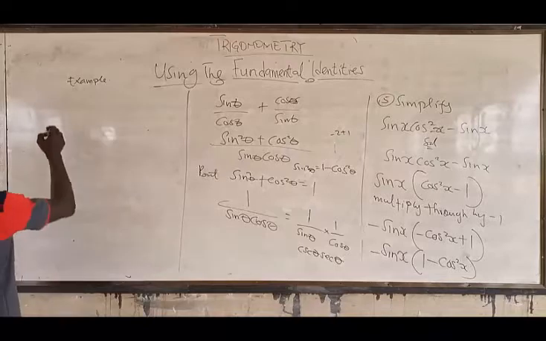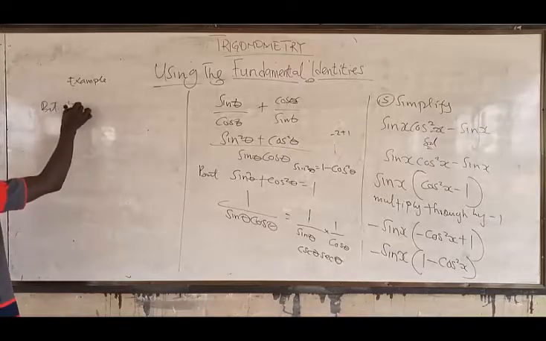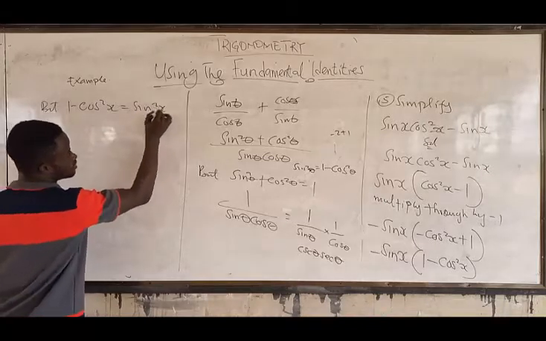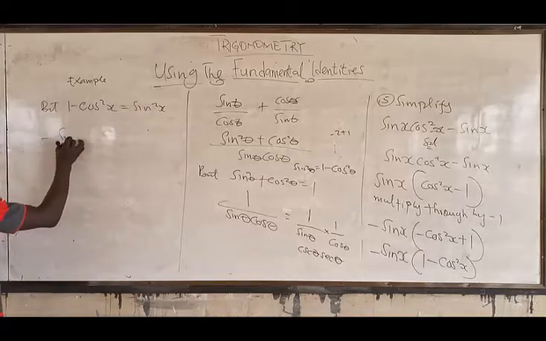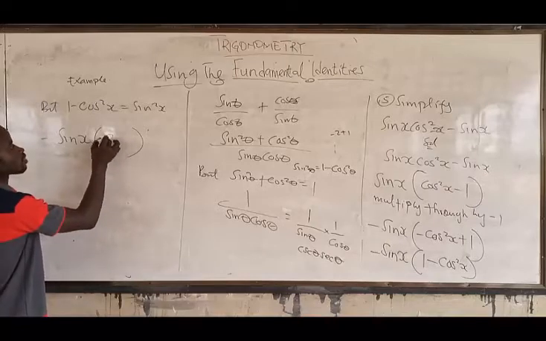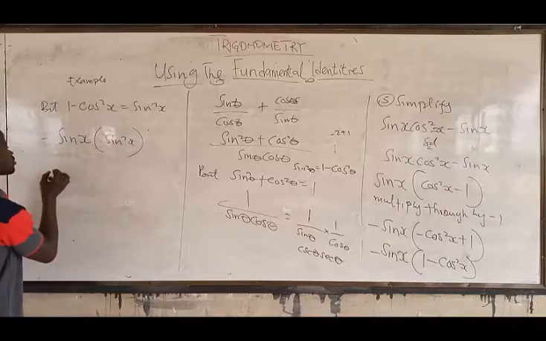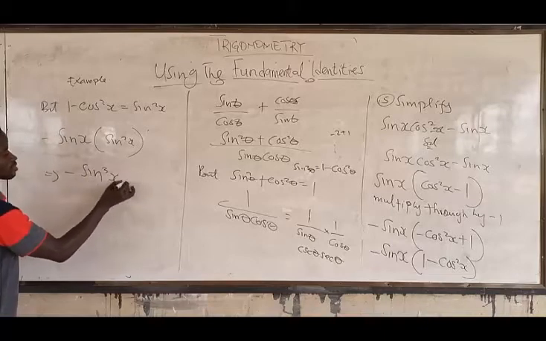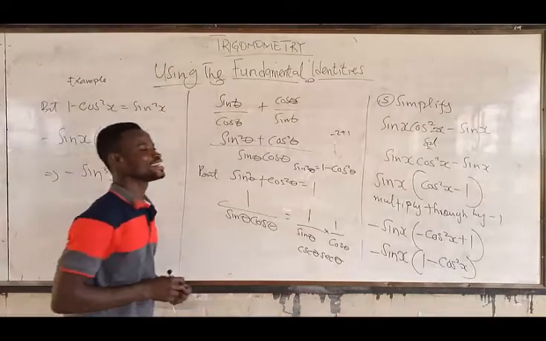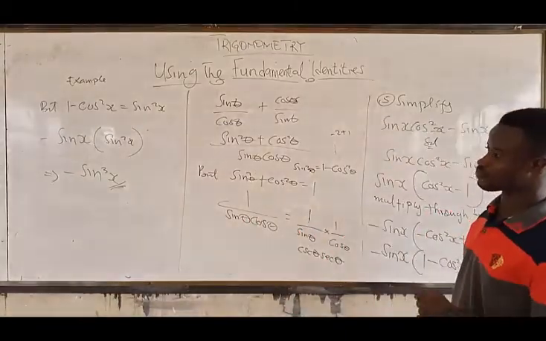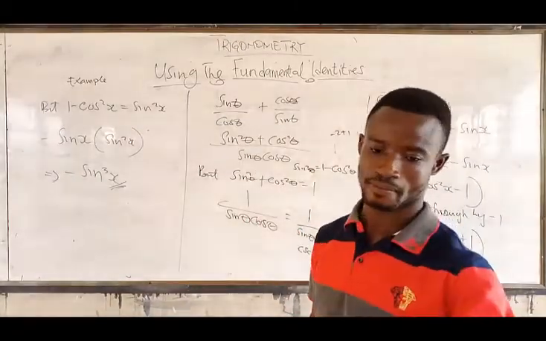So therefore, 1 minus cos square x is equal to sin square x. Therefore, negative sin x and the whole of the inside is sin square x. So we get negative sin raised to power 3x. And that is that for that question.